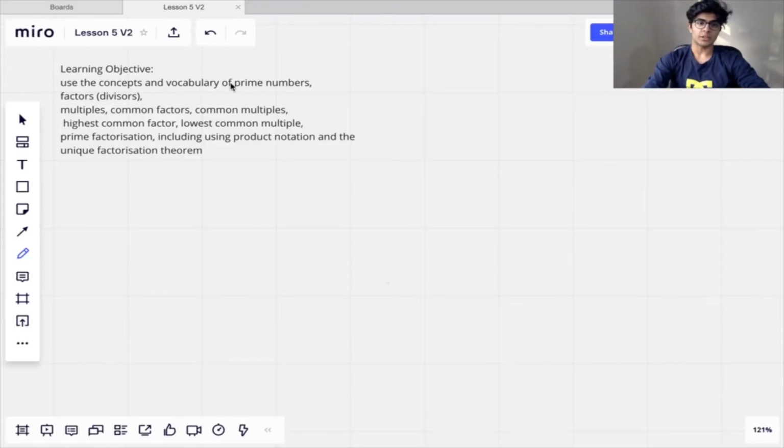Today's learning objective is to use the vocabulary of prime numbers, factors, multiples, common factors, common multiples, highest common factor, lowest common multiple, prime factorization, including product notation, and the unique factorization theorem. Bit of a mouthful, but we'll get into it.